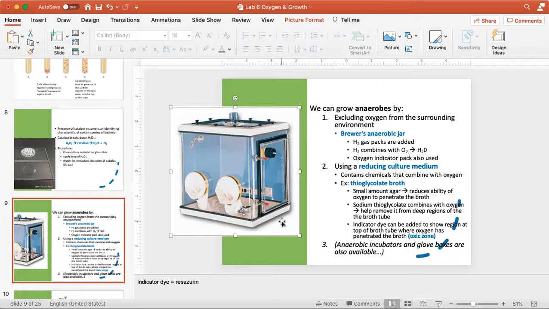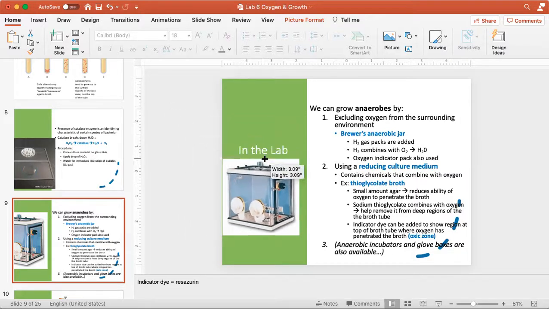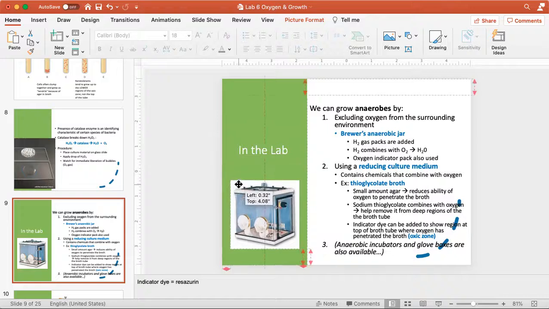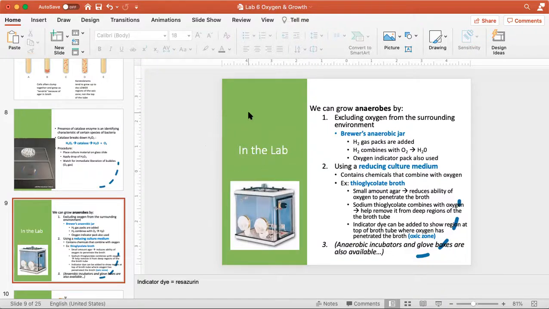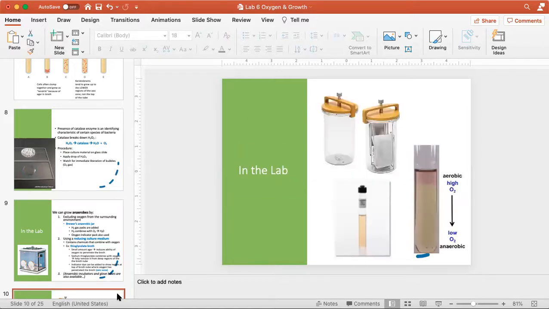There are also incubators that are for anaerobic culture. So you can buy an incubator that will remove all of the oxygen from inside, but those, as you might imagine, are very expensive. And I've never seen one. You would have to have the need to make such a big purchase. You'd have to be a lab that cultured a lot of anaerobes in order to make that worthwhile.